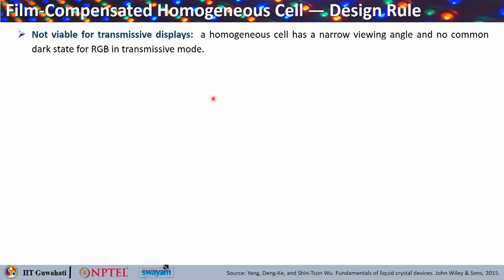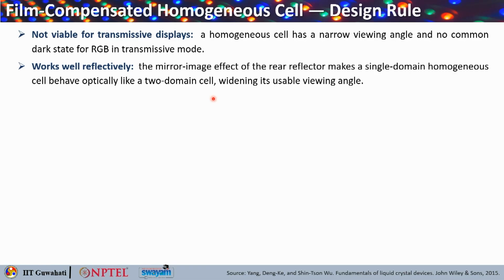Now, here we will focus on the single most important number for a film compensated homogeneous RLCD. So, we will talk about the minimum optical retardation d delta n that you see for the liquid crystal layer, and it will also show that it works for this particular standard design wavelength of 550 nanometer, which is the peak of the human photopic sensitivity, that belongs to the green wavelength region.